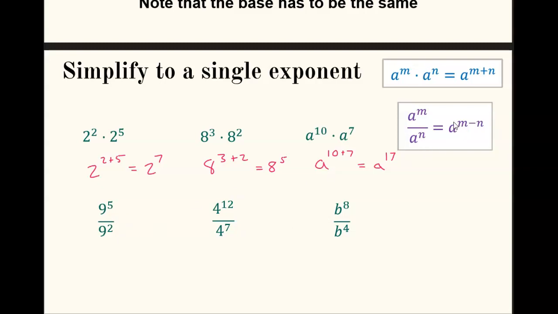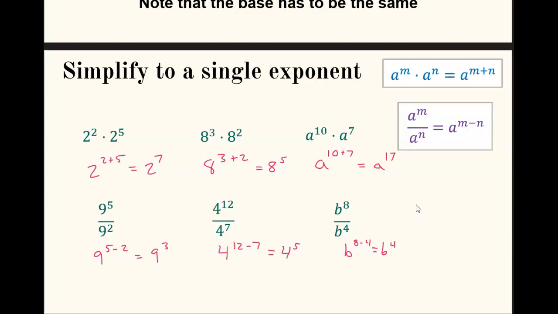And now we're going to use this other rule. When we divide, we subtract the exponents. So 9 to the 5 minus 2 will be 9 to the 3rd. This next one is 4 to the 12 minus 7. 12 minus 7 is 5, so 4 to the 5th. And we've got another variable here, b to the 8. So we'll do b to the 8 minus 4, which will be b to the 4th.